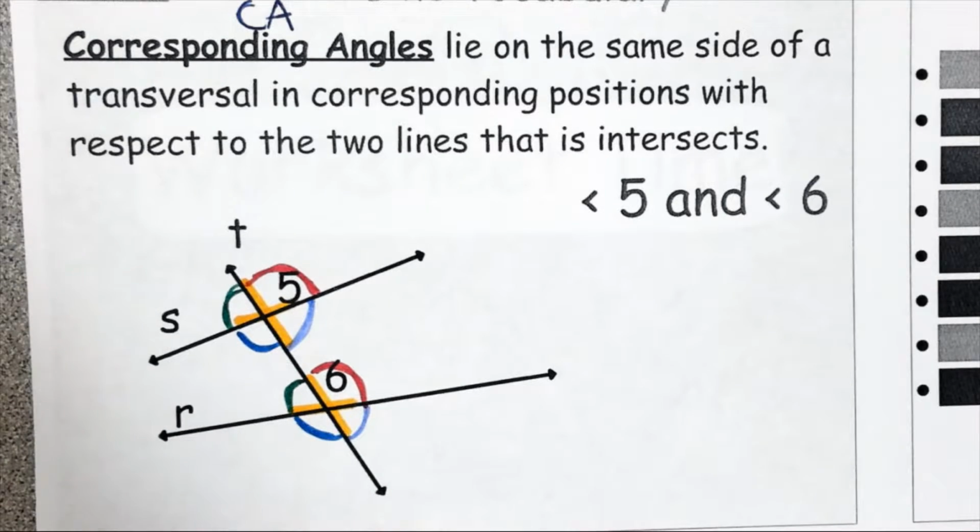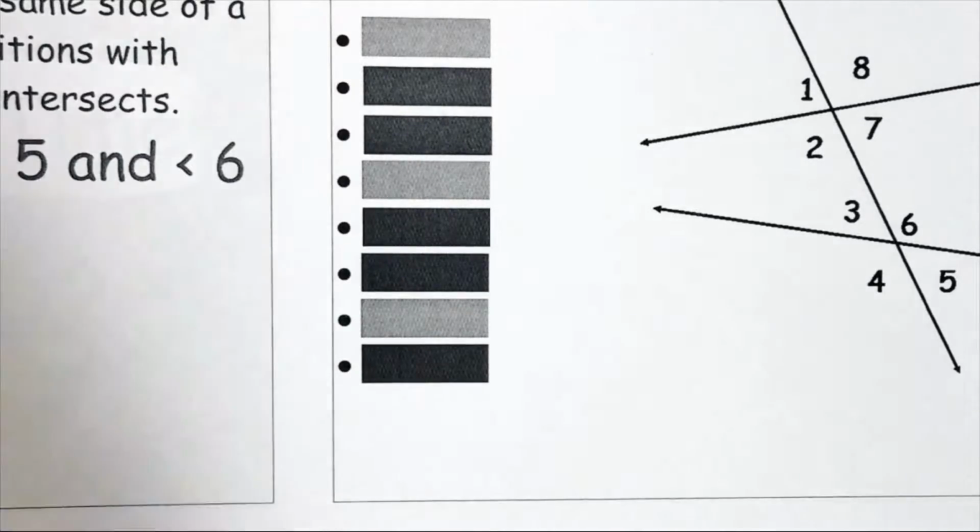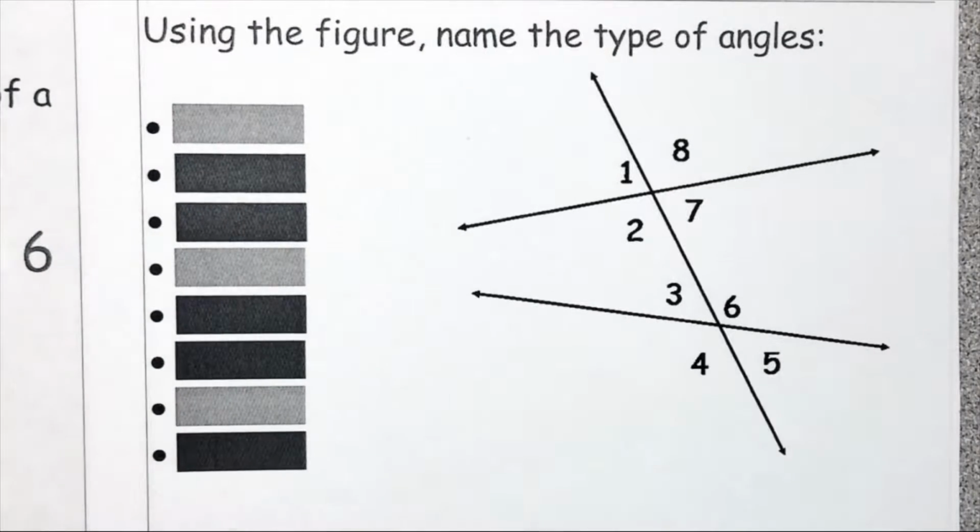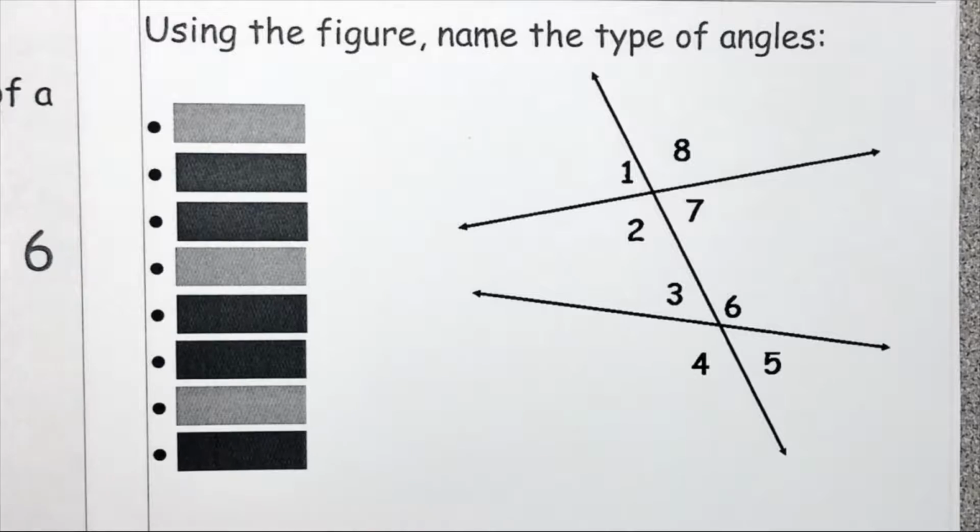All right, so we're going to practice a little bit. It blacked it out so I can't see what these are. Let me see. Okay. All right, so let's practice. Practice right here. So it says using the figure, name the type of each angle.